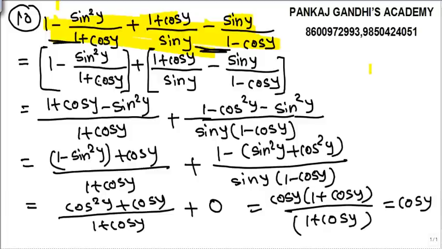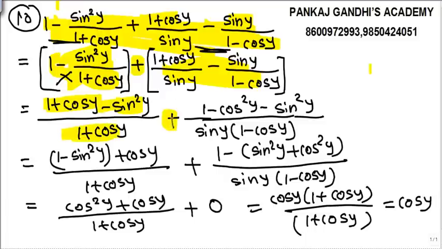We have 1 minus sin square y upon 1 plus cos y. So we will solve this part first and then the other part, and then we will add these two parts. So let's solve 1 minus sin square y upon 1 plus cos y. If we put sin square y equals 1 minus cos square y, we will not get any value. So we will do cross multiplication, and we get 1 plus cos y minus sin square y, and the denominator is 1 plus cos y.